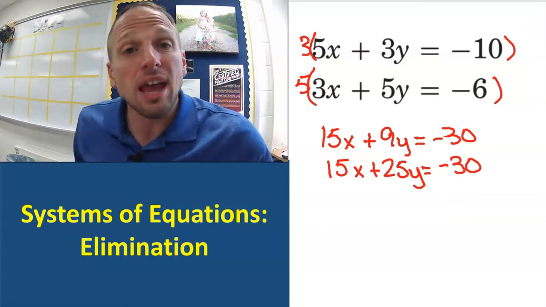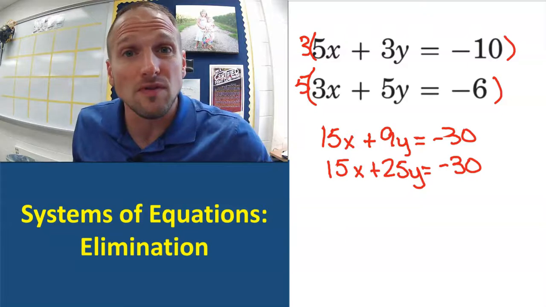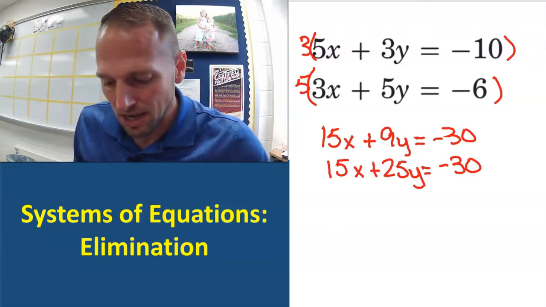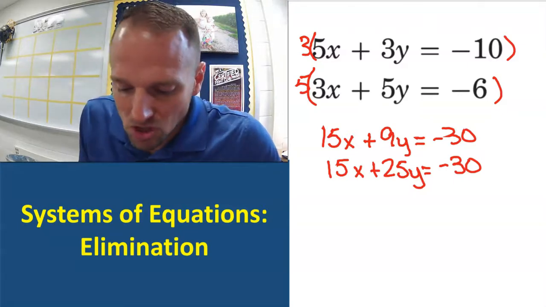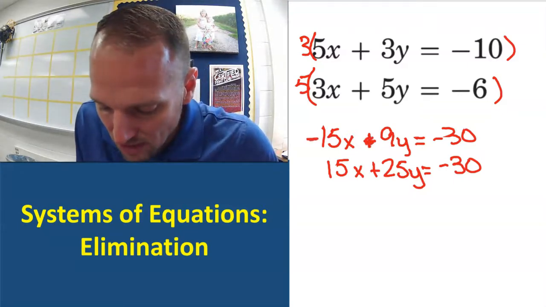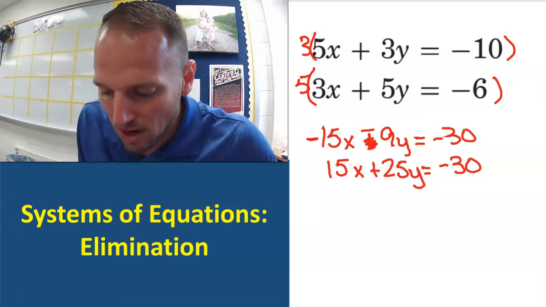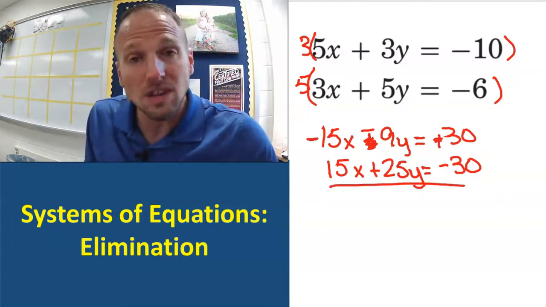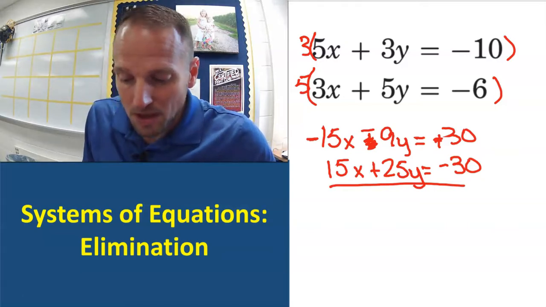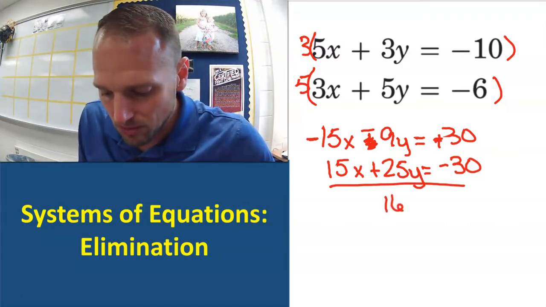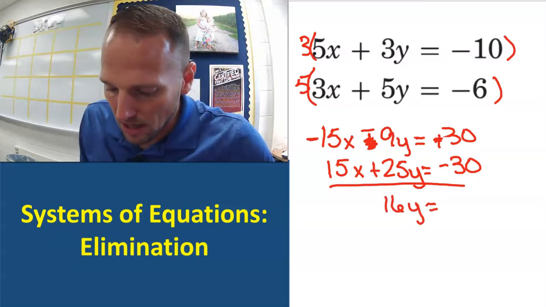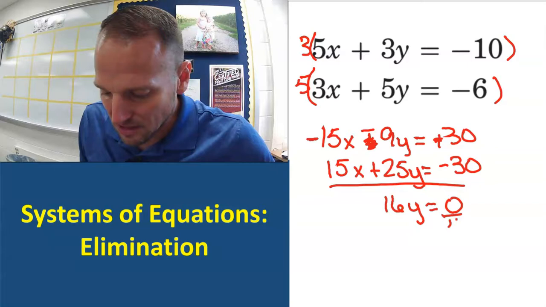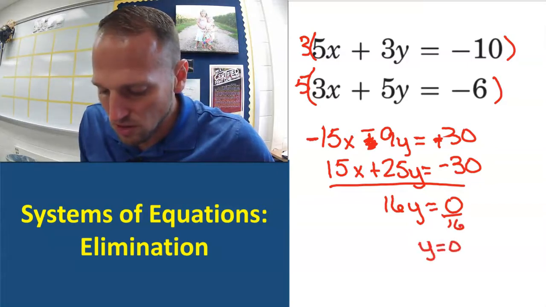Okay, now the x's are almost ready to eliminate because they're both 15s and they're going to give me 0, but I have to change the sign so that one's positive and one's negative. I can change them anywhere. Again, I'm going to change them on the top. Negative 15x, this is going to become a negative 9y, and this is going to become a positive 30. So let's add them now. Negative 15x plus 15x is 0. Negative 9y plus 25y is 16y. And negative 30 plus 30 is 0. Divide by 16, and we're going to just get y equals 0.